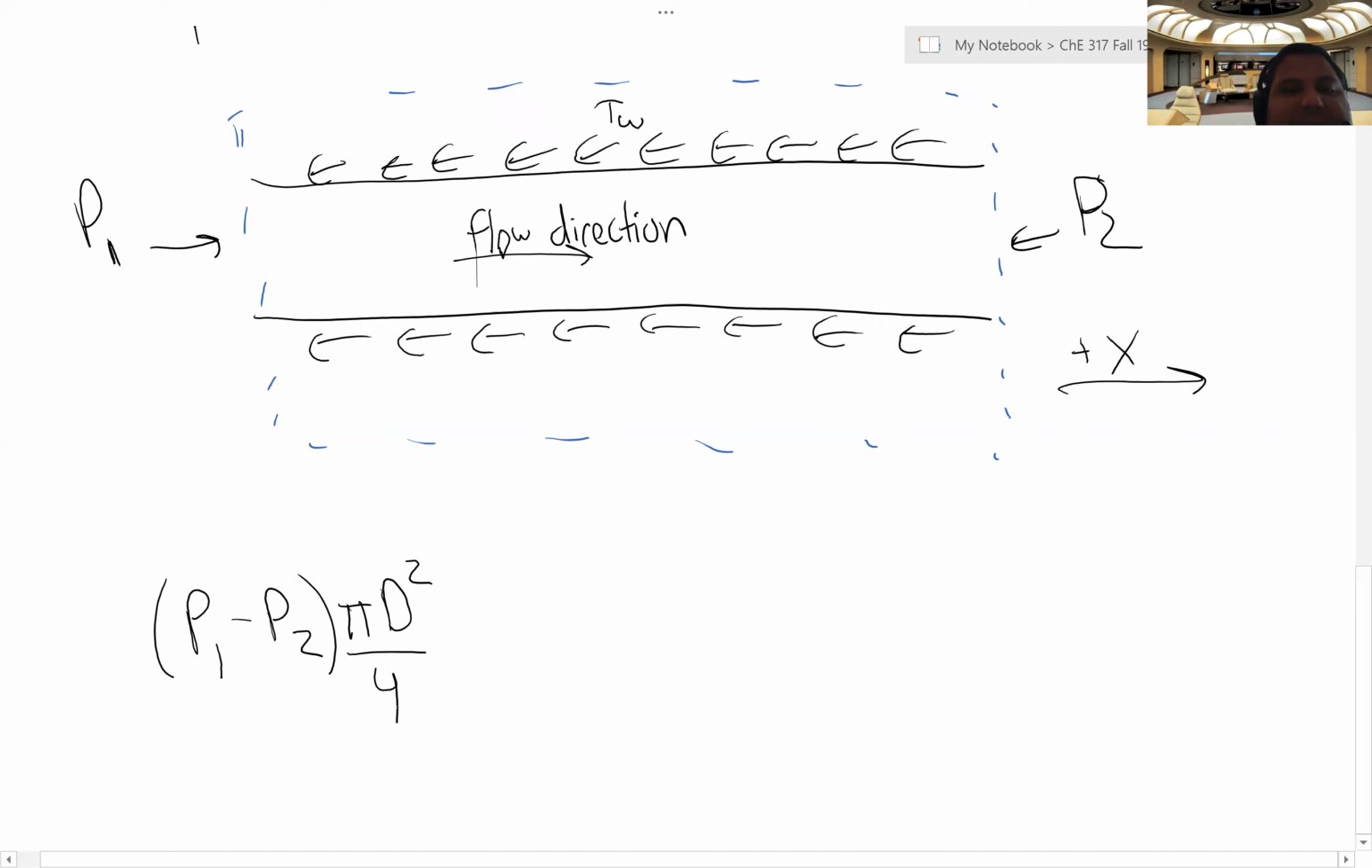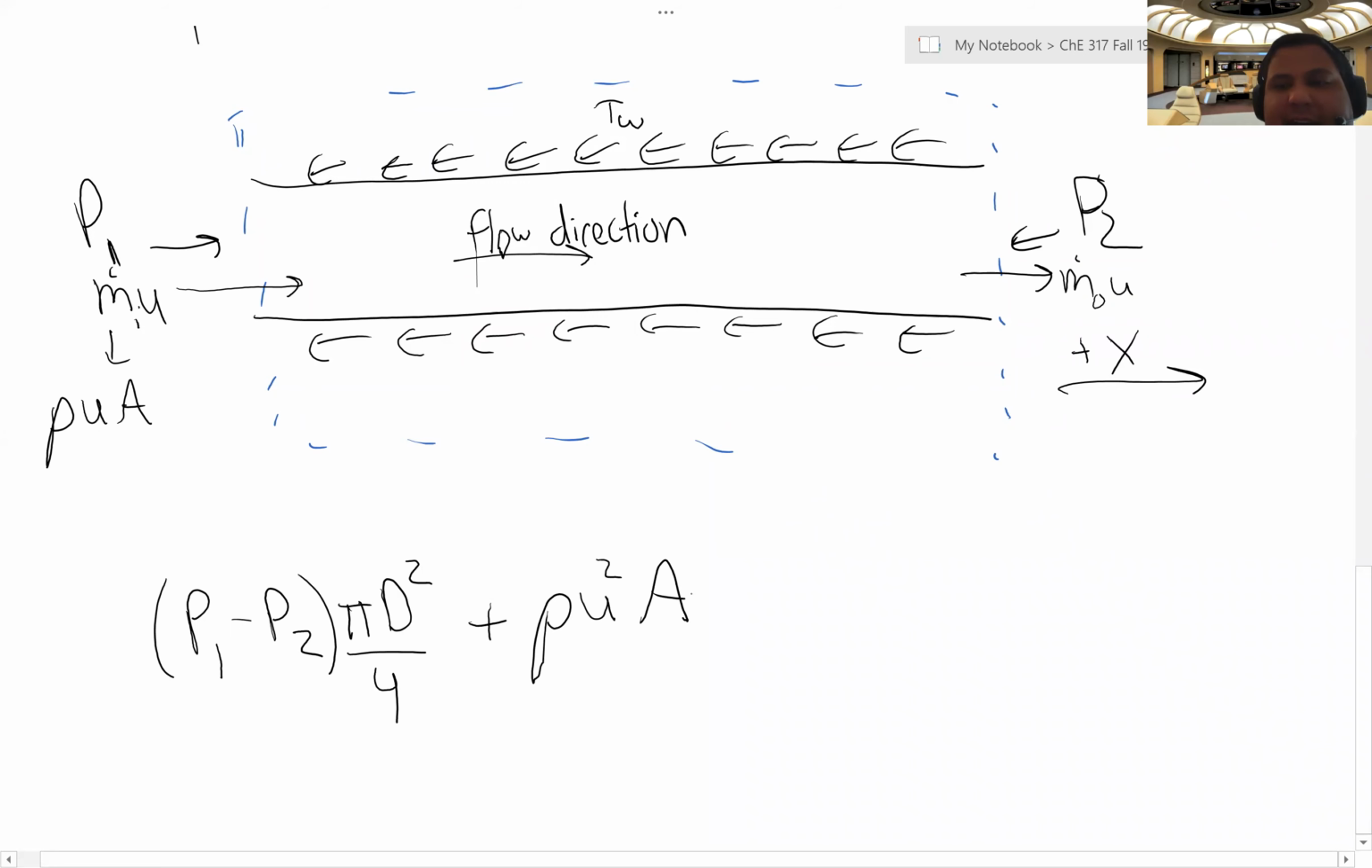Now I also have momentum as a result of mass flow in at a certain velocity and mass flow out with the same velocity. If I wanted to write my mass flow, it would be rho times u times A. So I would have rho u squared times A. Now the mass flow out is going to result in a negative momentum.